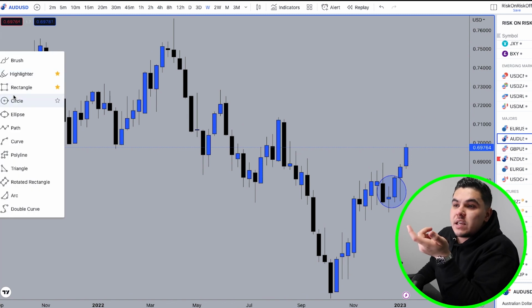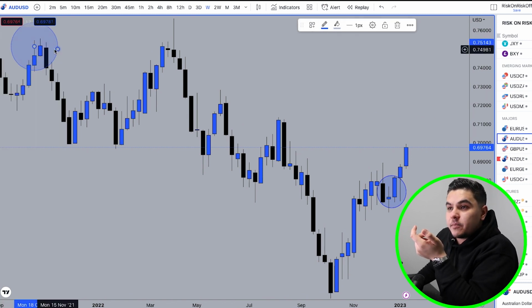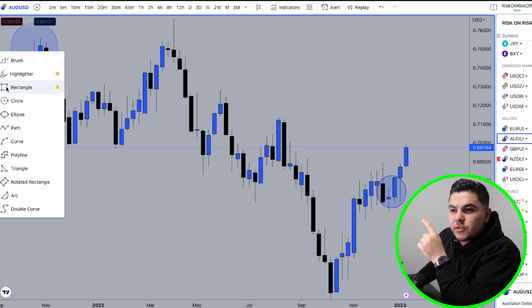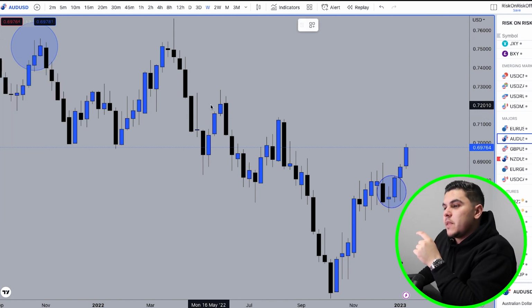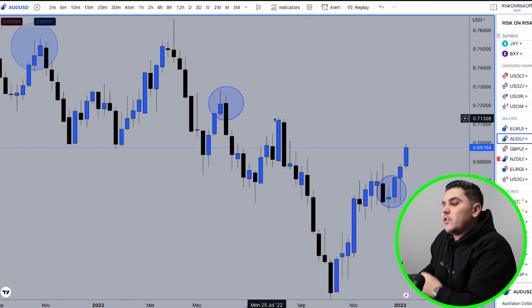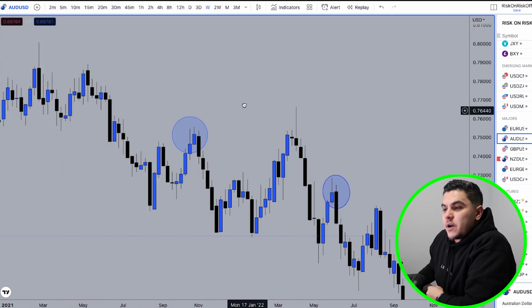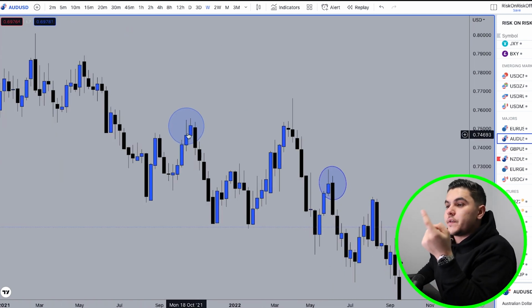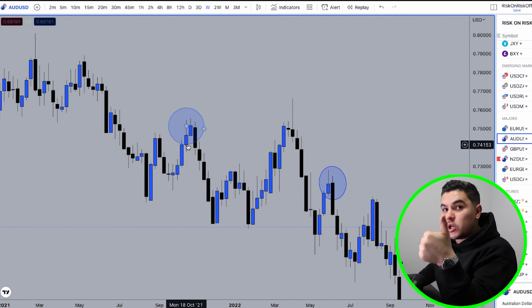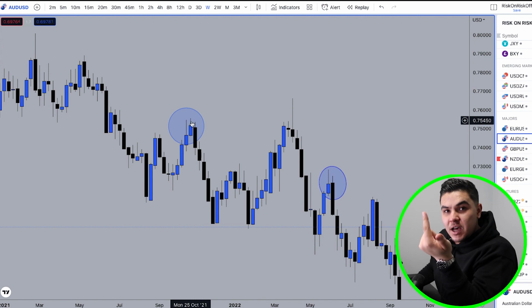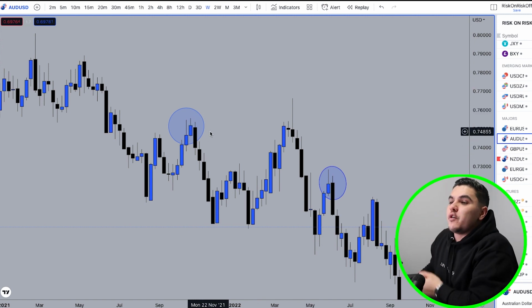You got several evening stars over here. You had a nice one over here. Let me try and not use a circle, the ellipse. There we go. And you got another one over here. Now, notice how in this example over here, we had 1, 2, 3, 4 bullish candles, right? We had the bullish, we had the spike into the high, and we had the bearish engulfing thereafter.